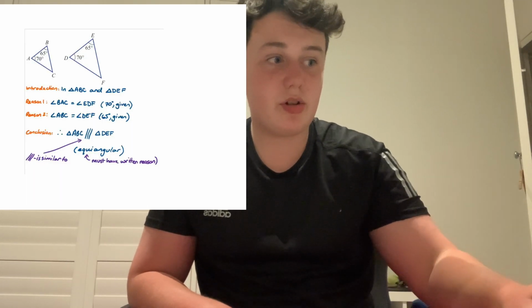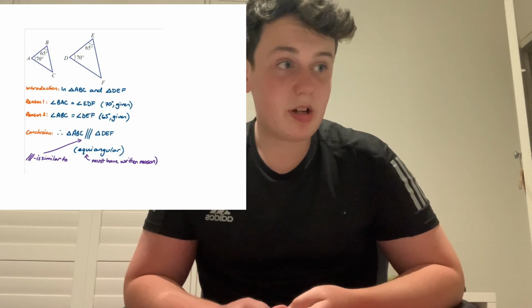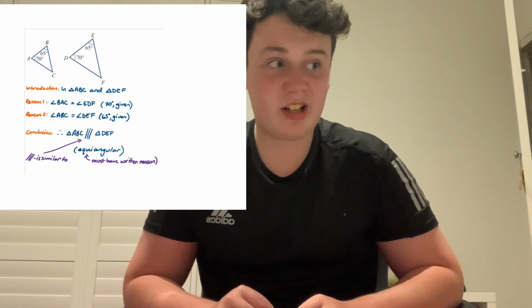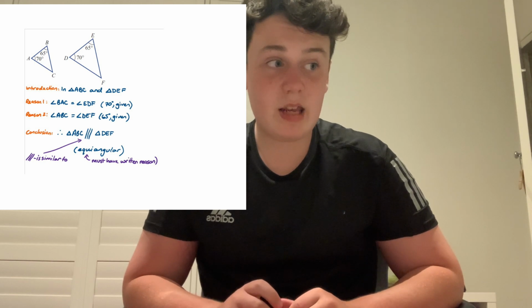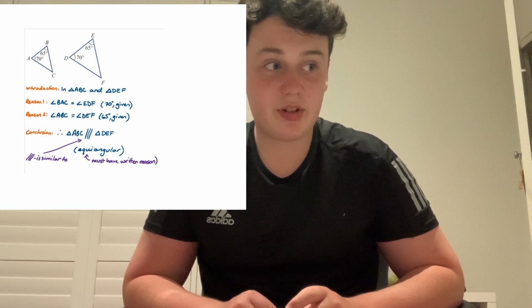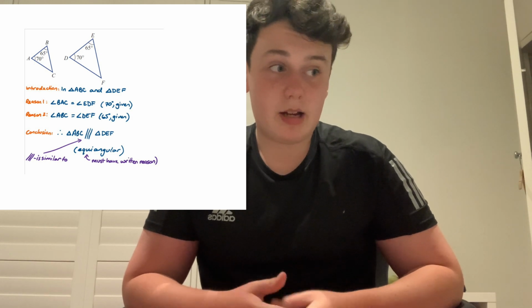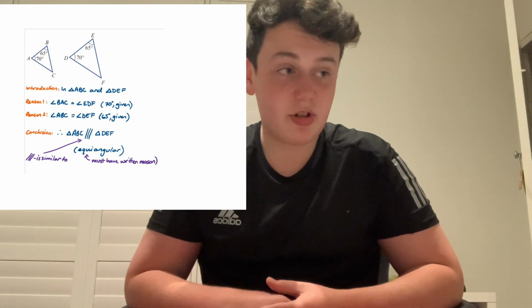So I'll show one example because I don't want this to be too big of a video. So we've got these 2 triangles, as you can see on the screen. So firstly, you write an introduction line. So that is: in triangle ABC and triangle DEF. So you're clearly stating which triangles you're going to be comparing. And yeah, just sort of an introduction.